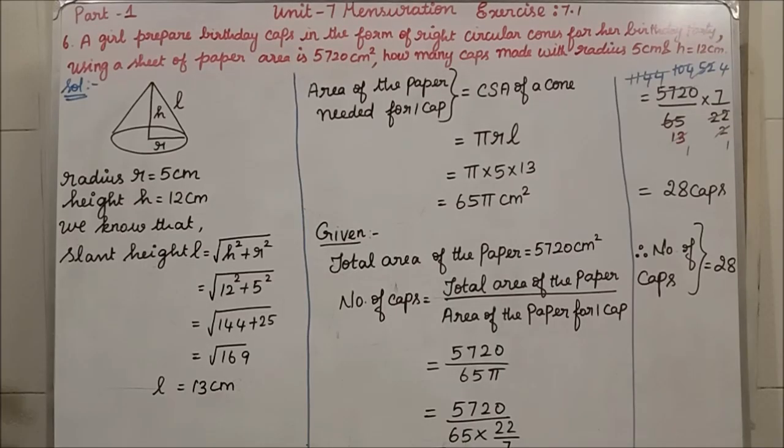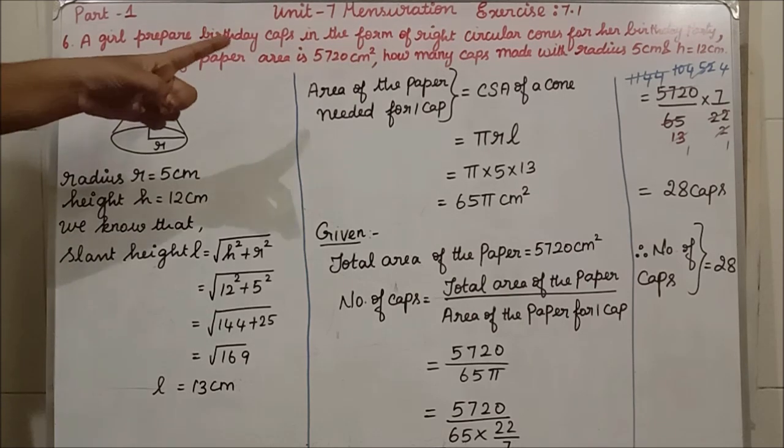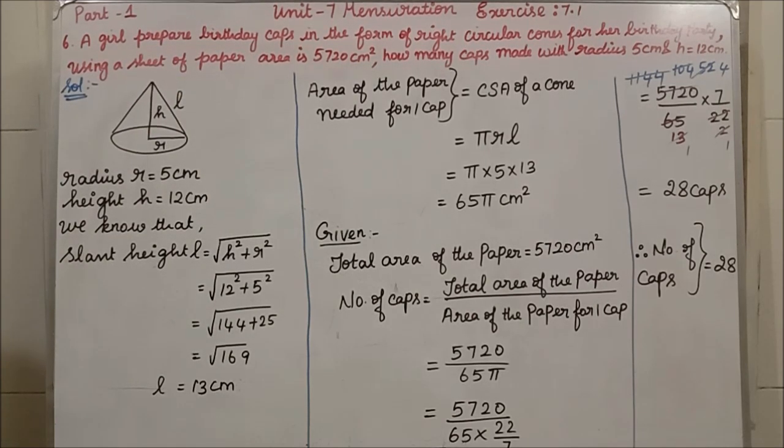Yes. Students, sixth question. This is a very interesting question. See, I am going to read the question first. I have written the question in short form. You have to copy the question from your book. A girl wishes to prepare birthday cakes in the form of right circular cone for a birthday party. Okay, one girl is making the birthday cap in the shape of right circular cone. For that she is using a sheet of paper whose area is 5720 centimeters square.